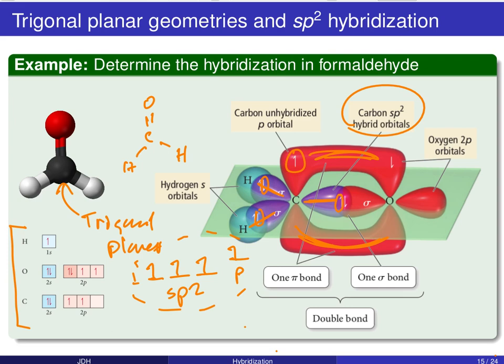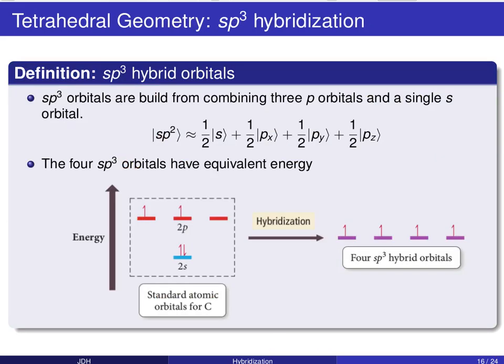Okay, now you might be able to predict the next one. The first example, we used an s and 1 p, then we did an s and 2 p's to get trigonal planar geometries. Well, the next step is going to be to predict and describe the bonding in tetrahedral molecules using an sp3 hybridization scheme. Once again, from a mathematical standpoint, we're adding together s and 3 different p orbitals. So we're adding them all together.